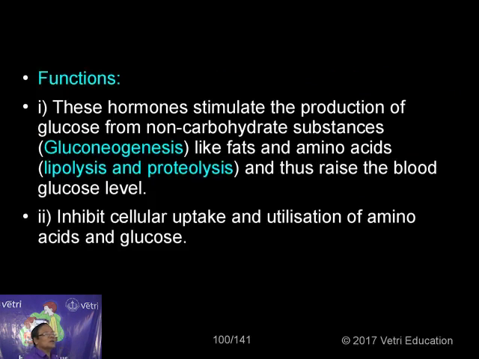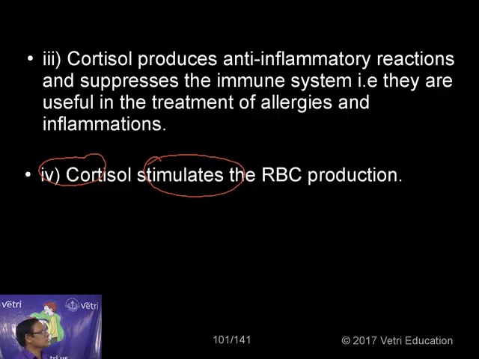What are the functions? Cortisol increases the blood sugar level by causing the breakdown of fats and amino acids to form glucose. This is called gluconeogenesis, the formation of glucose from non-carbohydrate substances, thereby increasing the blood sugar level. Not only that, this hormone also inhibits the cellular uptake of glucose. That is why the glucose concentration in the blood increases. So it is responsible for gluconeogenesis by breaking down fat, a process called lipolysis, and also for the breakdown of protein to form glucose, called proteolysis. In these two events, it increases the blood sugar level.